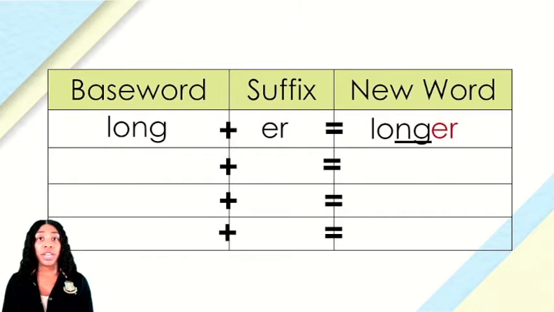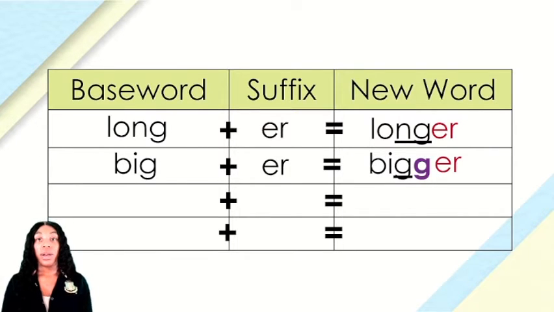How did er change the meaning of long? It changed the meaning to mean something is more long. Let's try another. Our base word is big. Our suffix is er. When we put these 2 parts together, what new word do we have?